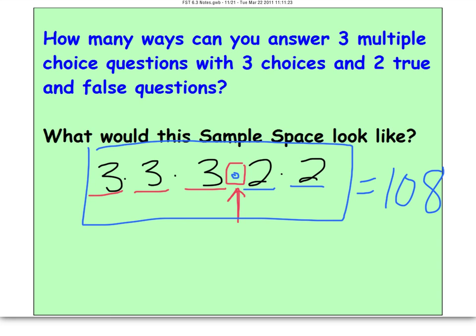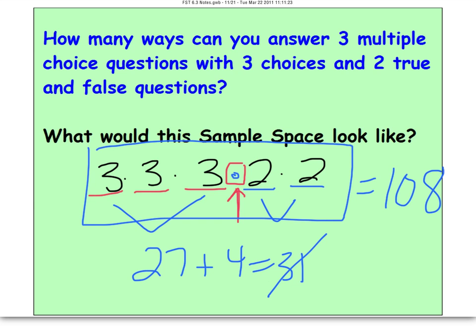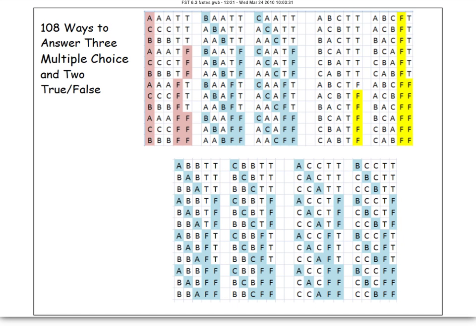And I want to show you what they look like. Again, people will get confused and they'll tend to just do this number, which is 27, and then they'll add this number and say 4. You'll say there's 31. That's wrong. Here's what they actually look like. This here is all 108 different ways an answer key could be filled out for the 3 multiple choice and 2 true and false questions.